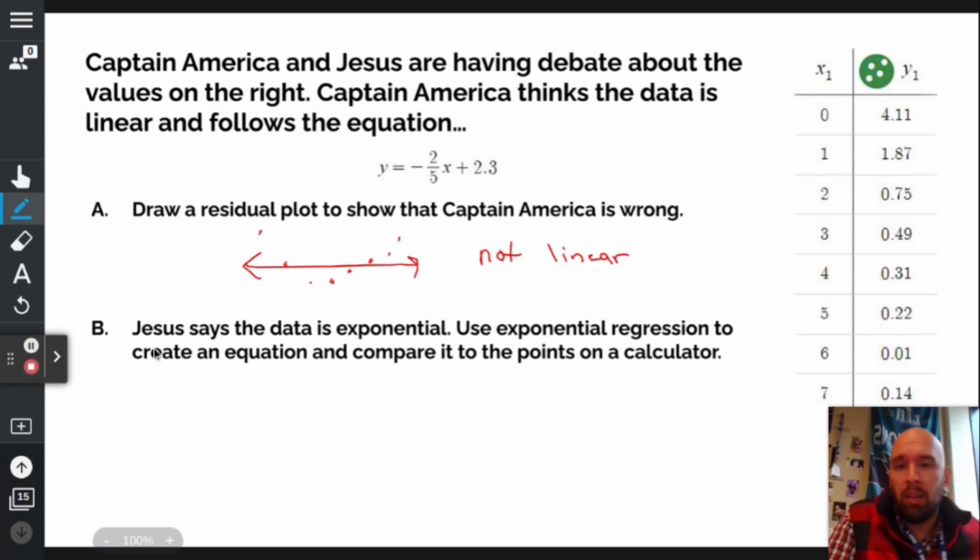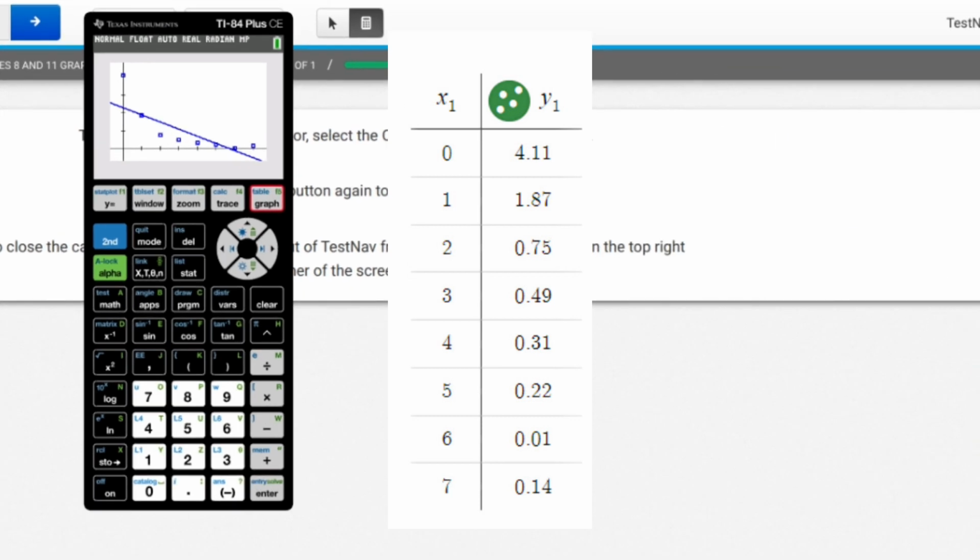Jesus says the data is exponential. Use exponential regression to create an equation and compare it to the points on a calculator. What I'm going to do is some stat plot stuff. For me, it's not good enough to just come up with the equation. I want to see the points and see the equation to see how accurate Jesus is. So I'm going to use exponential regression to create an equation and compare it to the points on the calculator. I didn't do that yet.